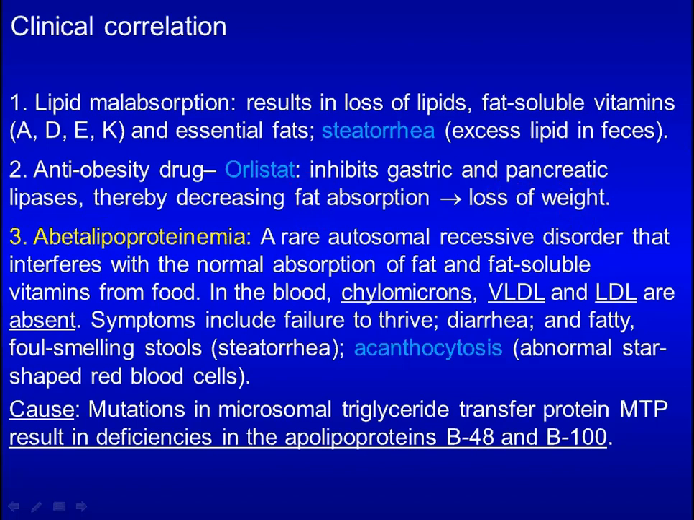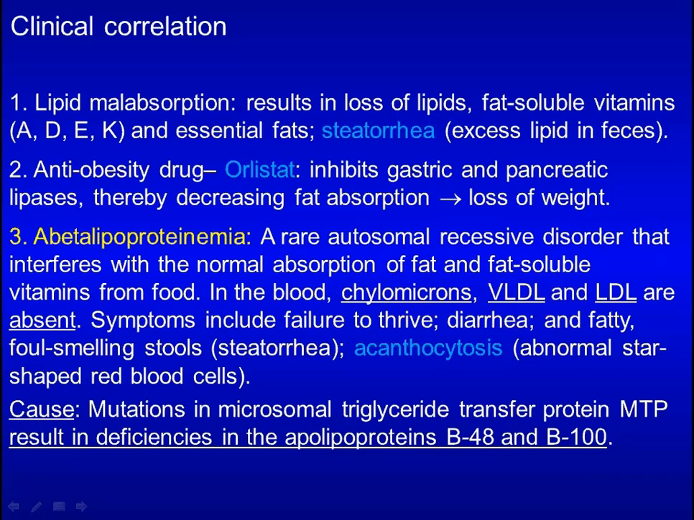Third, abetalipoproteinemia is caused by mutation in MTP. Mutation results in deficiency in the apolipoproteins B48 and B100. ApoB48 deficiency blocks absorption of fat and fat-soluble vitamins from food. Key findings include absence of chylomicron, VLDL, and LDL in the blood.